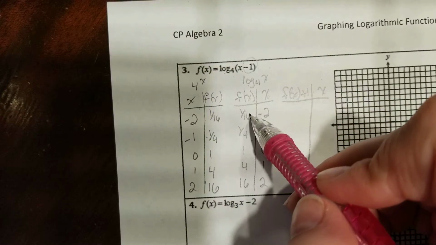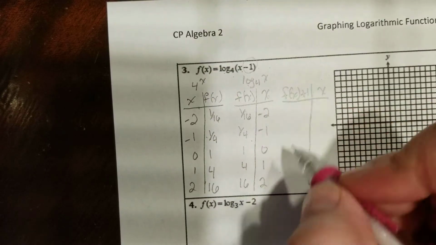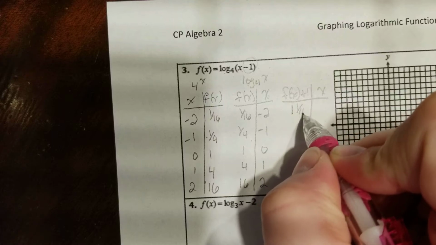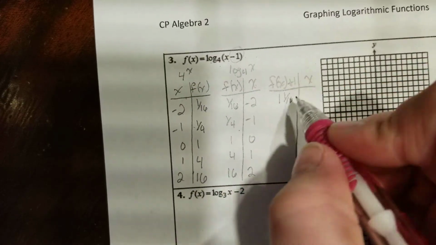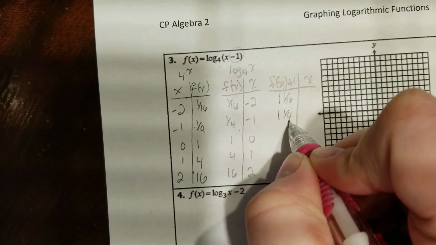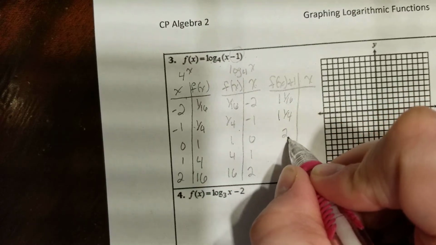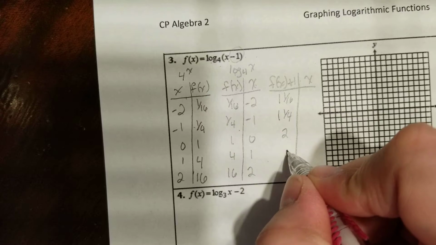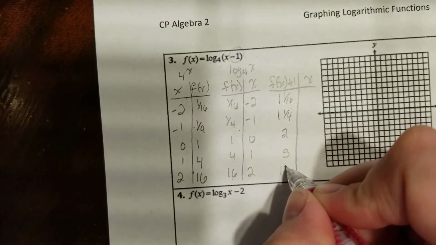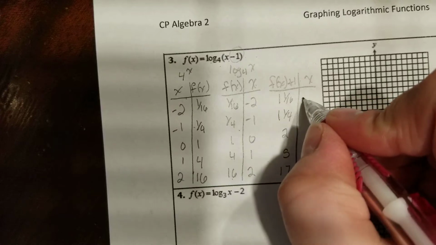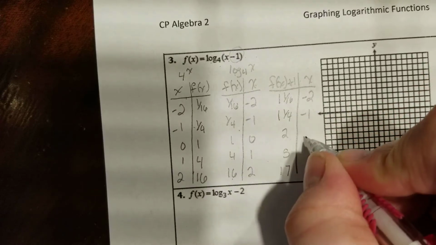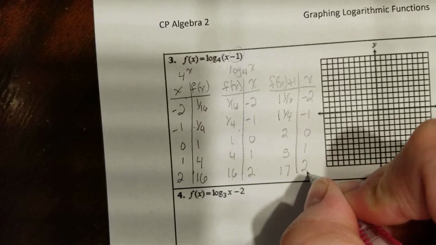So now we have 1/16 plus 1, which makes this 1 and 1/16. And then 1/4 plus 1, so we have 1 and 1/4. 1 plus 1 is 2. 4 plus 1 is 5. And 16 plus 1 is 17. And then these 5 values just stay -2, -1, 0, 1, and 2.